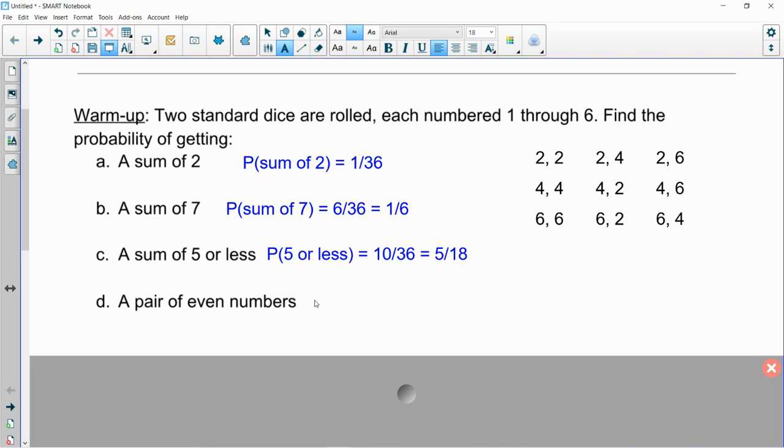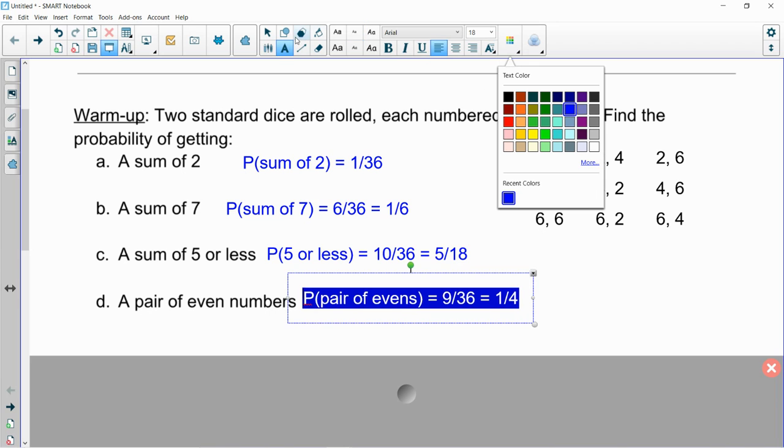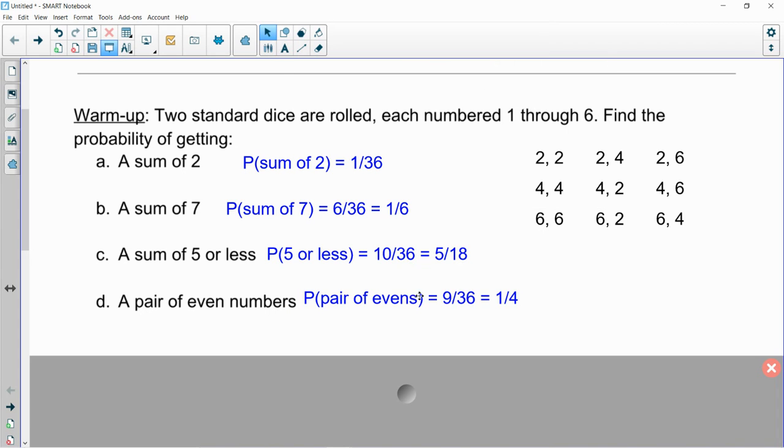All right, so let's go ahead and put our answer together. So the probability of a pair of evens is equal to 9 out of 36, which actually reduces down to 1 out of 4. And there we are. All right, so hopefully that got you guys thinking a little bit. Either woke you up during third period or kept you from falling asleep in eighth.